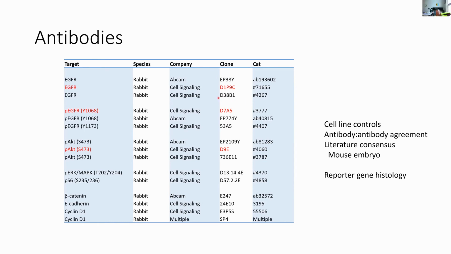And to my surprise, some of these standard reagents produce drastically different results, and it's like, okay, you want to use an antibody for the next 5 years. How can you trust it? So it's just going back to control school: cell line phosphorylation controls or knockout mouse, and whether there's consensus between antibodies and with what is in the literature. We went into staining mouse embryos and comparing, because that's where a lot of the EGFR data was, and even GFP reporter gene histologies, and I'll show you an example.